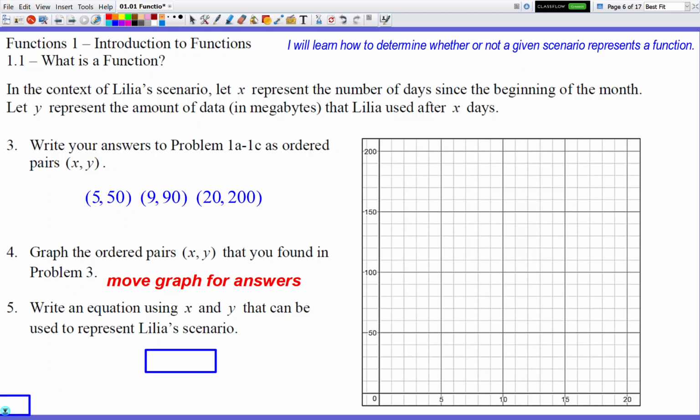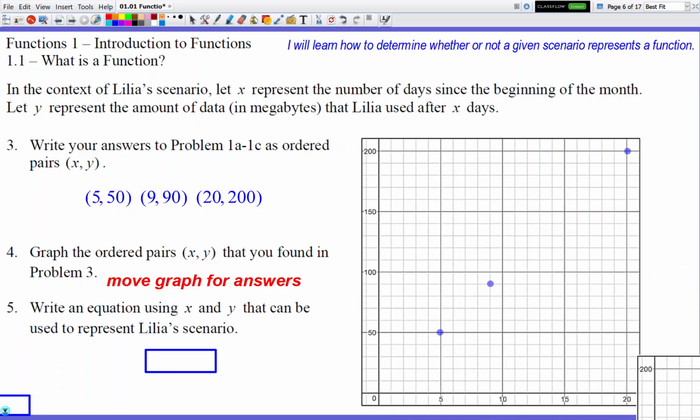Okay, so problem 4 says move graph for answers. Like I said, I make these things in advance. My handwriting's ugly, so I want to type out as much as I can and do as much prep as I can. So all we have to do is plot these dots. Let's move this blank graph, and I have all the dots plotted. So (5, 50) is the one on the left, (9, 90) is the one in the middle, and (20, 200) is all the way on the right side up top. So just plot those 3 dots as coordinates. Hopefully you remember how to do that from your other math classes that you took before this class.